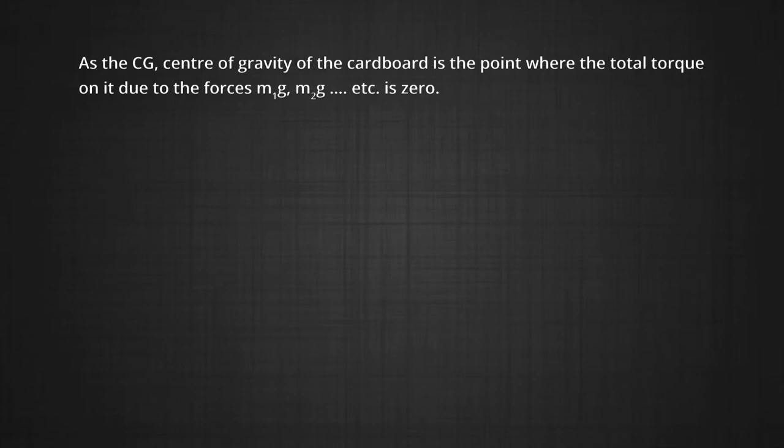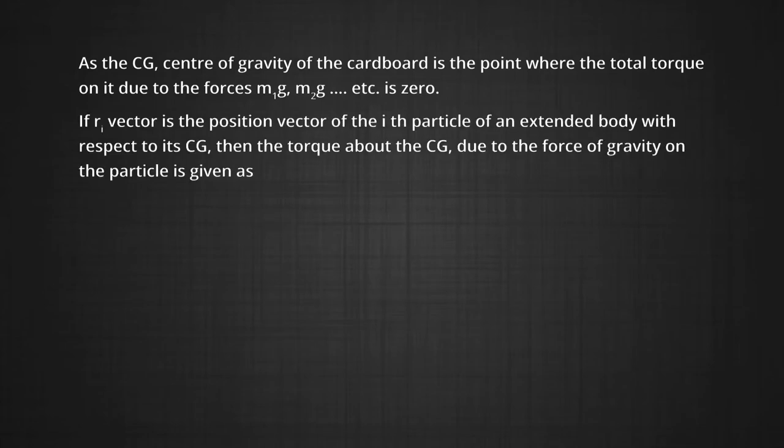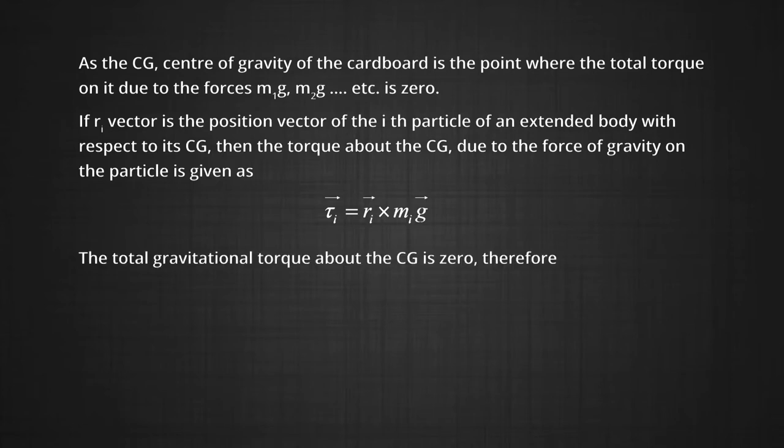As the center of gravity of the cardboard is the point where the net torque due to its forces is zero, if Ri vector is the position vector of the ith particle of an extended body with respect to the center of gravity, then its torque about the center of gravity due to the force of gravity on the particle will be given as tau i vector equal to Ri vector cross mi into small g vector. The total gravitational torque about the center of gravity is zero.